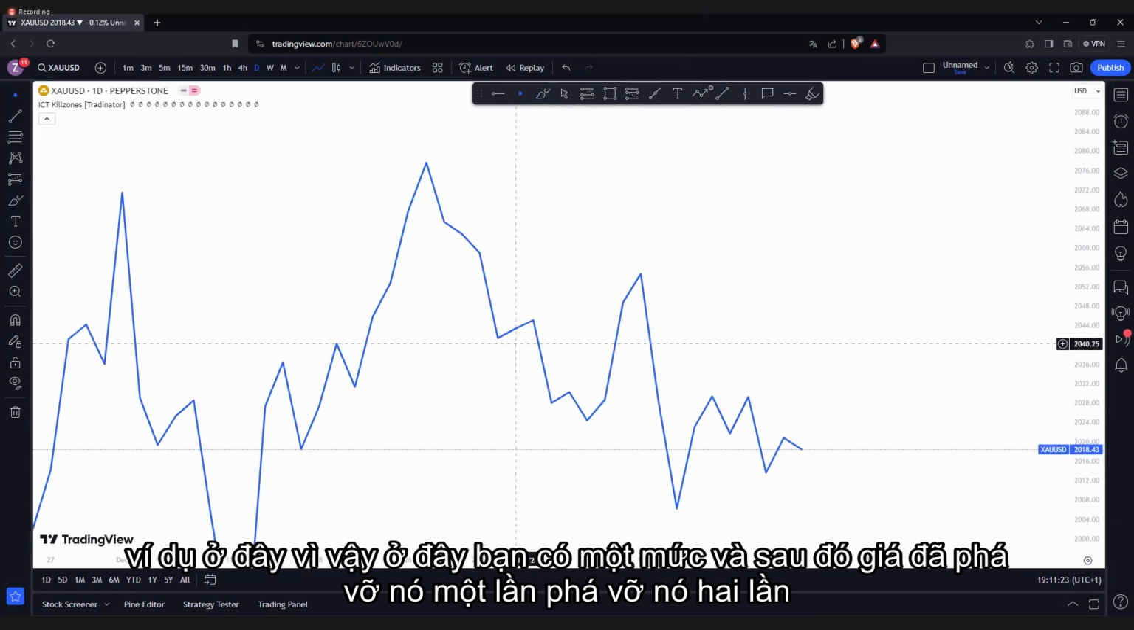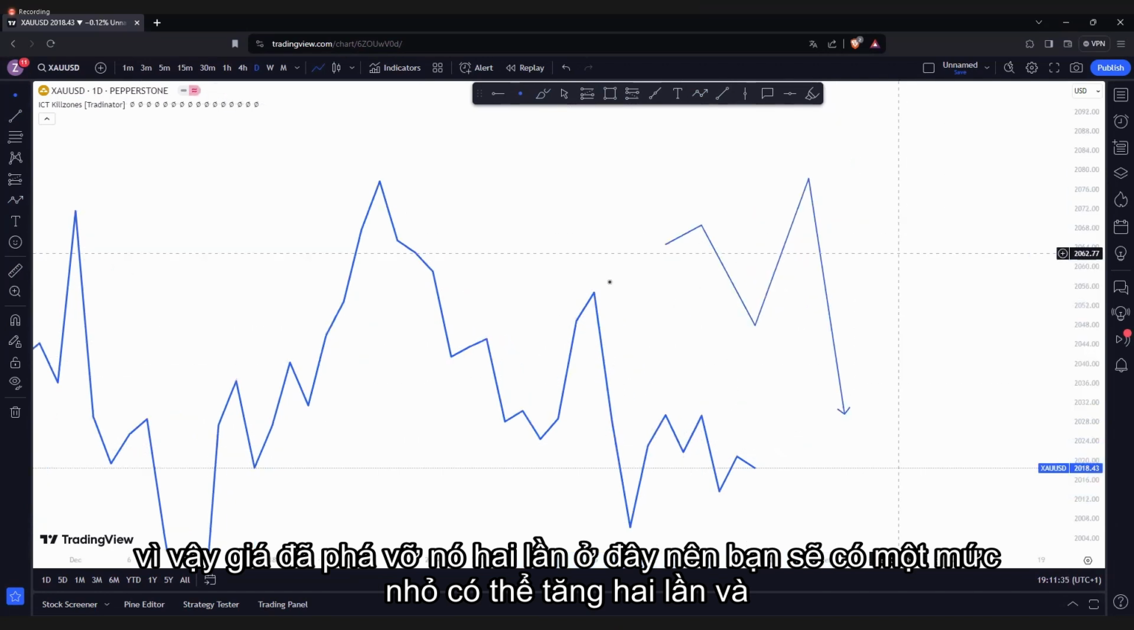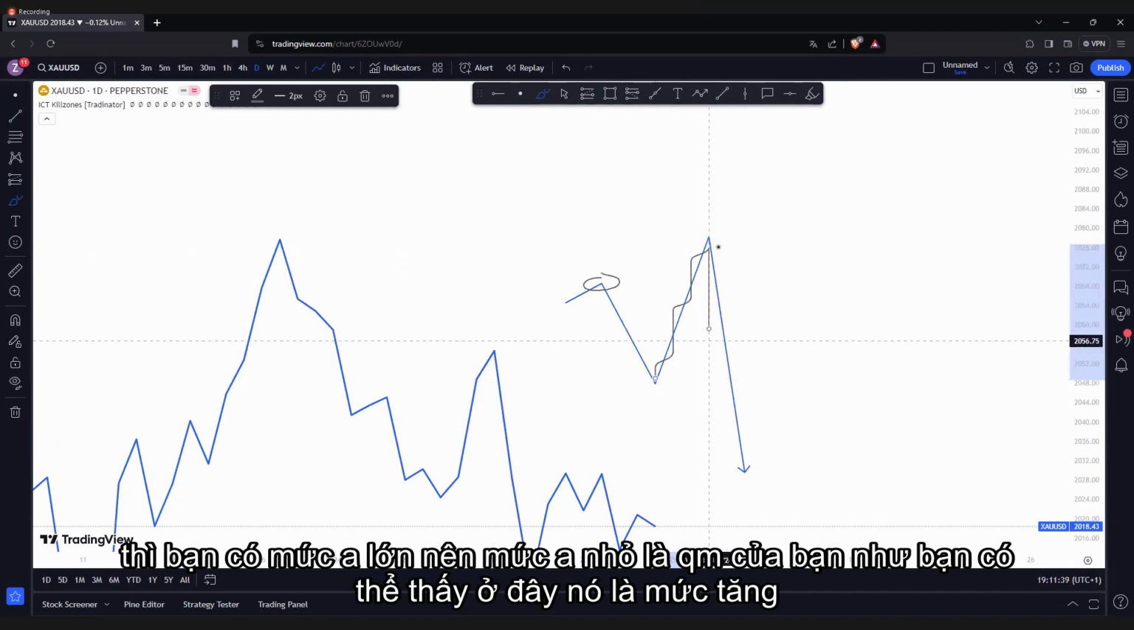So here you have an A level, okay, and then price did what? Break it once, break it twice. So price broke it twice in here. So you're gonna have the small A level that got broken twice, and then you have the big A level.